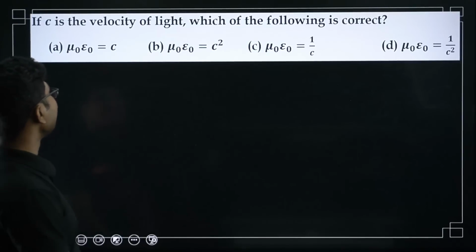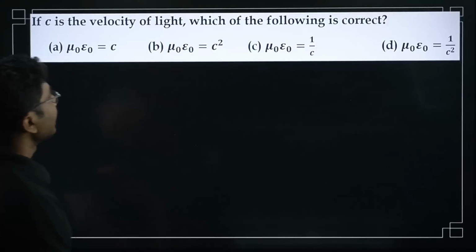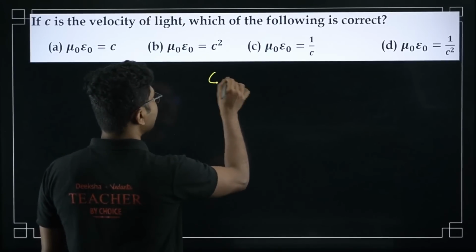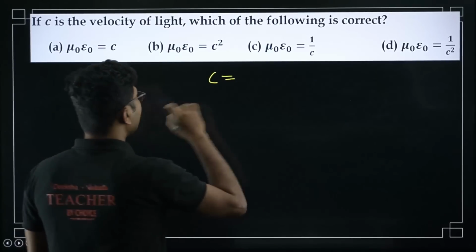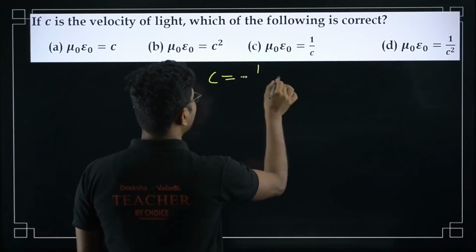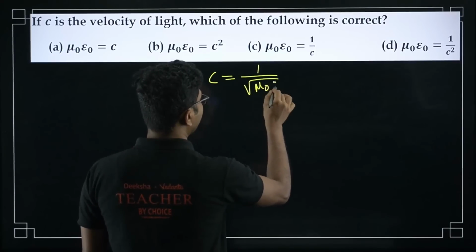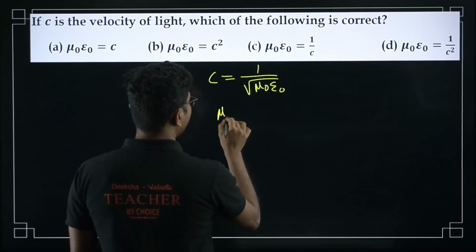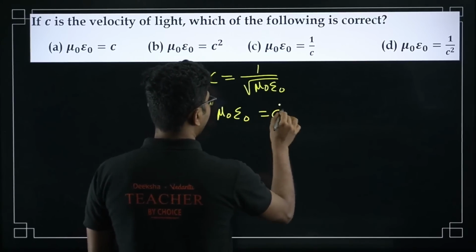Next question, if c is the velocity of light, which of the following is correct? So velocity of light is given c. So this will be given by 1 by square root of mu naught epsilon naught, and from here we get mu naught epsilon naught equals to c square. Okay.